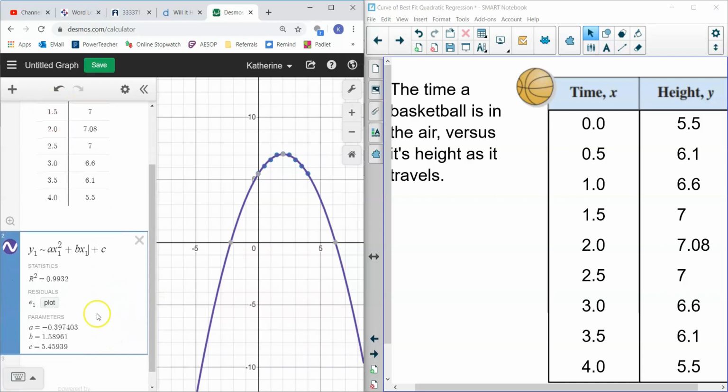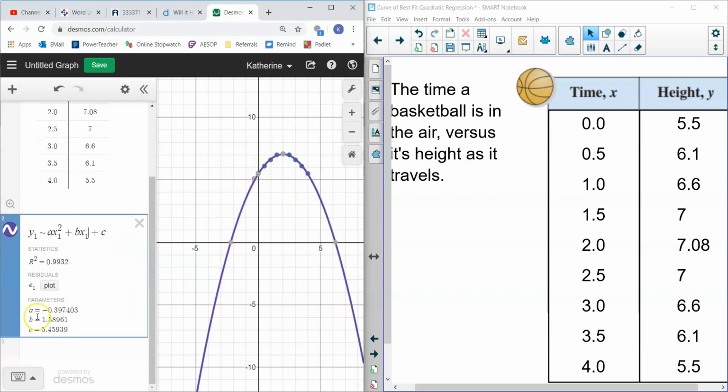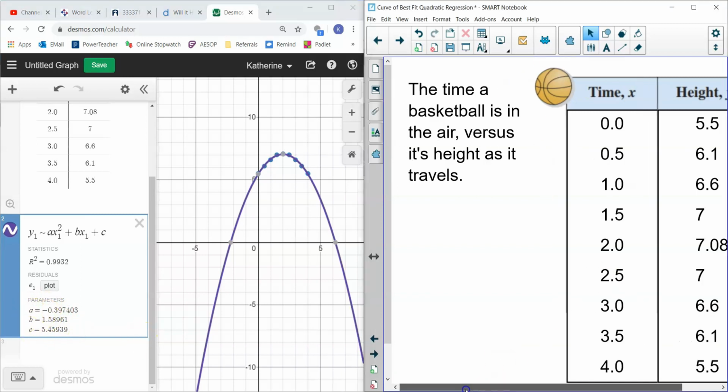And if you notice when you do that, when you type in y1 tilde ax1 squared plus bx1 plus c, the general parabola formula, you are going to get this nice curve of best fit. And we've got some numbers down here below. Now remember, linear regression used to give us an m value and a b value. In this case, we're going to get an a, b, and a c value. And so here's how we're going to write our final answer. So we are finding this curve of best fit that will model our data.